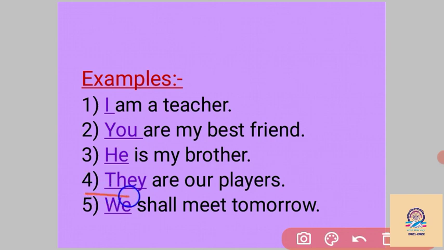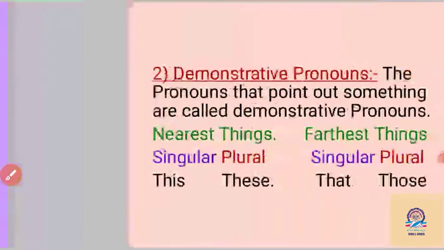Then, they are our players. We are talking about more than one noun, and about the third person, so third person plural, they, is used, so they becomes the personal pronoun. Then, we shall meet tomorrow. Here we becomes the personal pronoun. So we can say that I, we, you, they, he, she, it are personal pronouns.